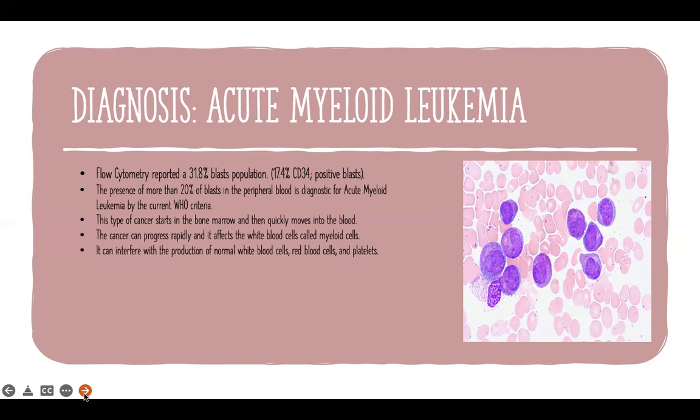This cancer is a rapidly progressive cancer, and it affects the white blood cells called myeloid cells, and it initially interferes with the production of normal white blood cells, red blood cells, and platelets. So that's most likely the reason why the patient had such an elevated white blood cell count with the blasts and such low levels of hemoglobin and red blood cells and also platelets.